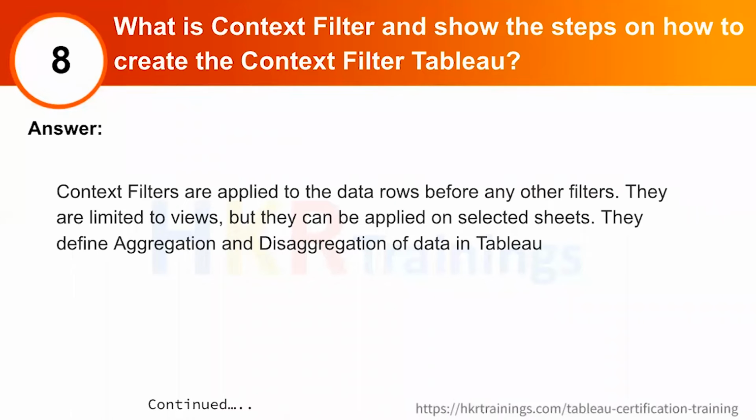So there is an order of operations which happens with the filters. The first filter which will work is the extract filter, then there is a data source level filter, then there is a context filter, and there are different kinds of filters, LODs, which work accordingly. What a context filter will do is increase the dashboard performance. It will create a temporary table, so the load of the dashboard will get reduced in this particular case. Context filters are applied to the data rows before any other filter works. They are limited to views, but they can be applied on the selected sheets. They define aggregation and deaggregation of the data in Tableau.